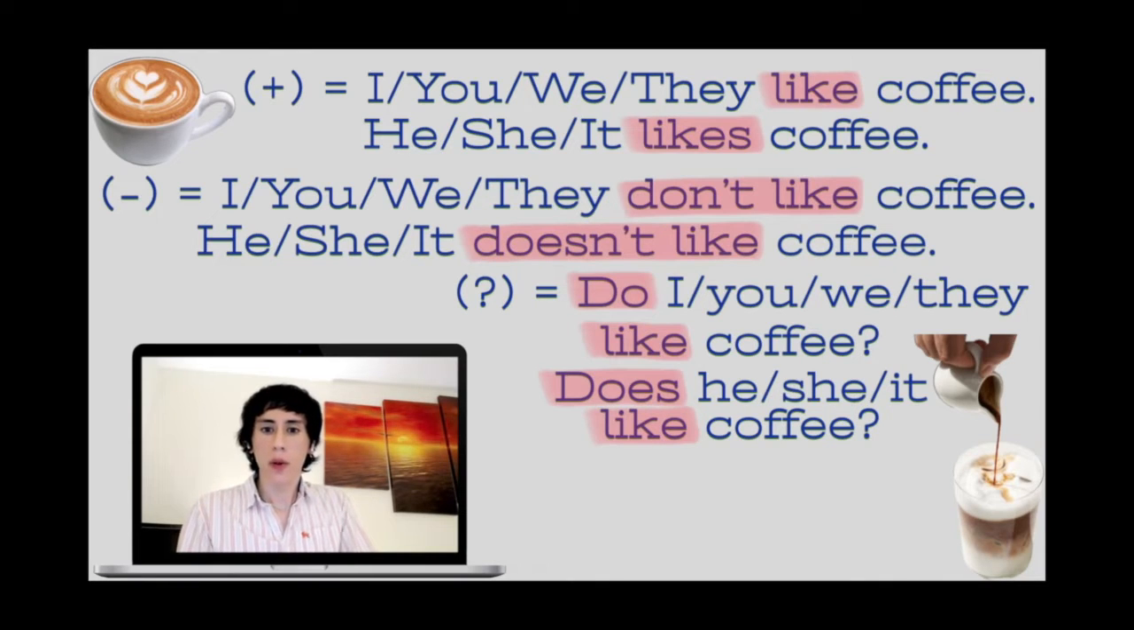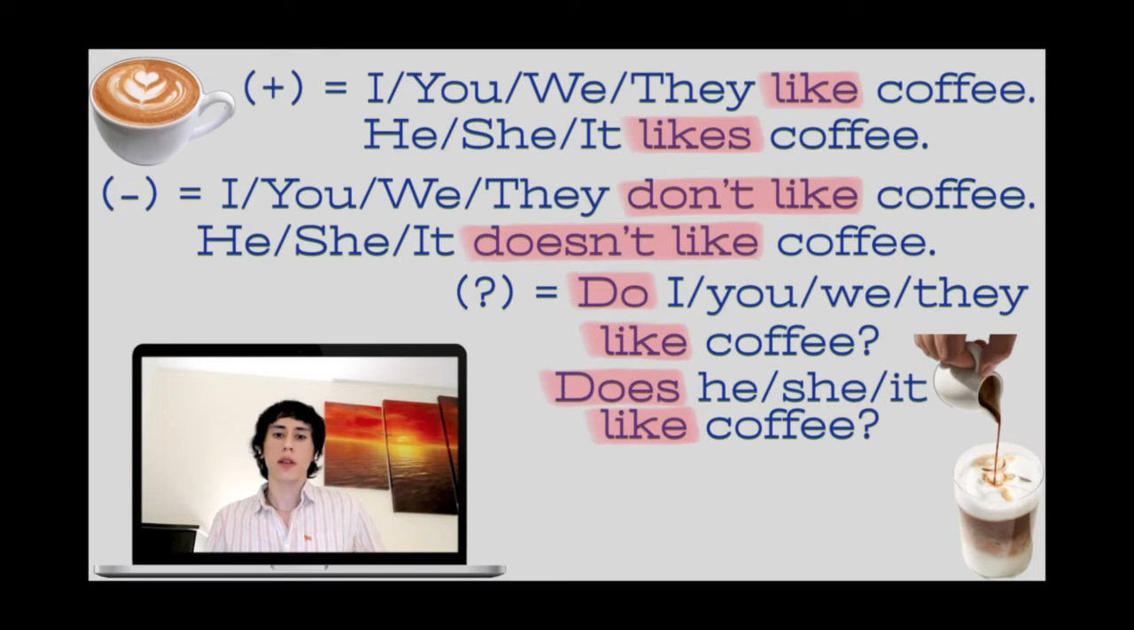For the negative form, we use do not or does not, but we contract do not to don't and does not to doesn't. Again, for I, you, we, and they, we have do not or don't, plus the verb in base form with no change. And for he, she, and it, we have doesn't for does not, and we use again the verb in base form with no change. So for example, I don't like coffee, or they don't like coffee. For he, she, and it, we have doesn't and then the verb in base form, like coffee.